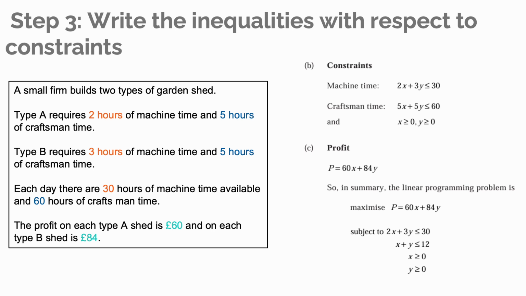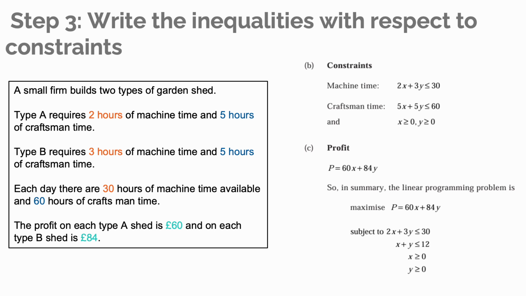Then we are left with the profit equation. From the information, we are not restricted as to how much profit we can make. So the profit is just the number of shed A produced multiplied by the profit per shed, which is 60 pounds, and then 84, which is the profit for one shed B produced. So we have 60x plus 84y equal to our entire profit.